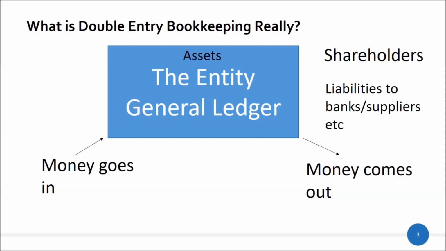And the entity, the company in this case, has its assets, and that's what it owns. So we've got this box, which is the entity. It's recording all of these money in and money out transactions, and it's recording them in the general ledger.